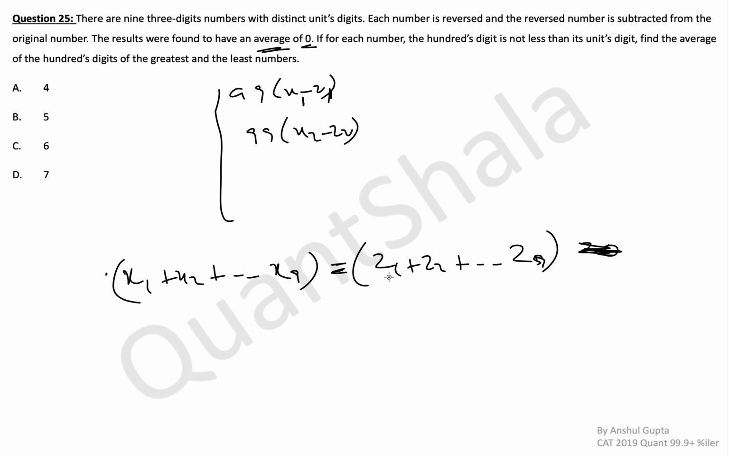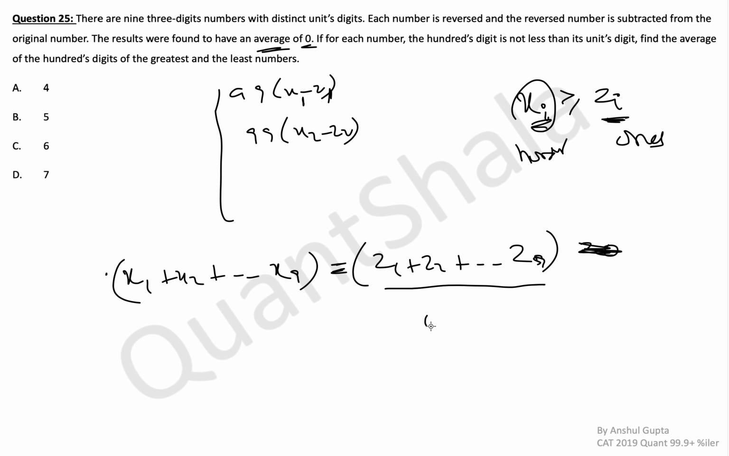Now you know that the ones digits, which are z1, z2, z3 till z9, are all unique. And are we given anything else? If for each number the hundredths digit is no less than its units digit, that means xi is greater or equal to zi. This is the ones digit, this is the hundredths digit. This is not less than zi, that means it can be equal or it can be greater. Find the average of the hundredths digit of the greatest and least numbers. So what do we do here?